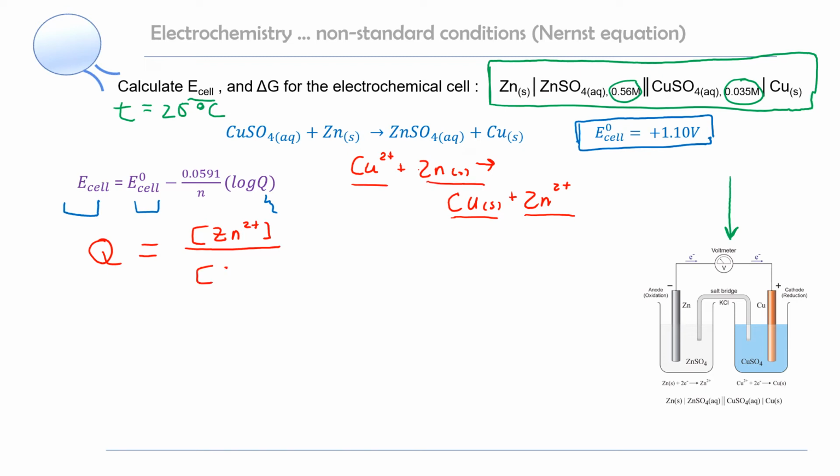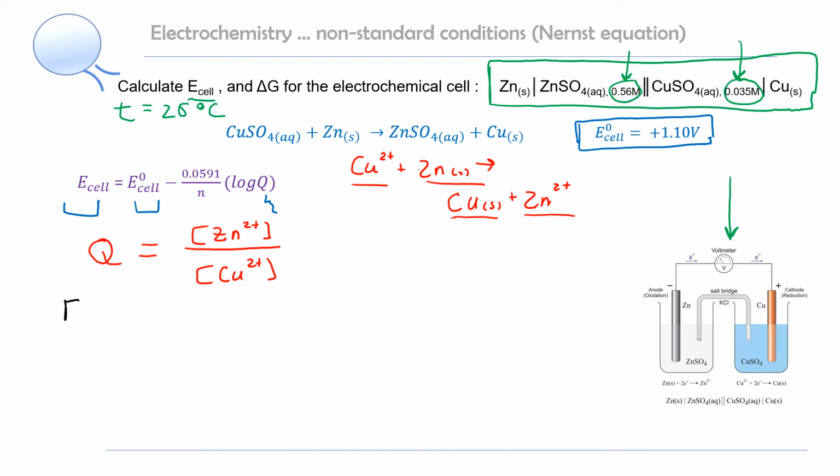So copper ions in solution to the first exponent. So there is your reaction quotient for this redox process. And notice I am given in the data above these concentrations of my solutions. Okay, so I know the zinc ion concentration and the copper ion concentration. All right, so now it's a matter of plugging in the data into the Nernst equation.